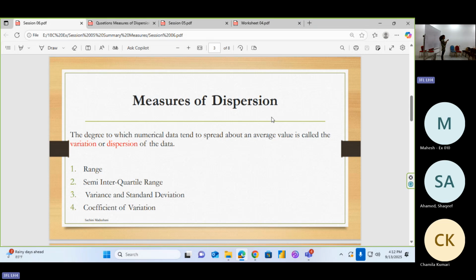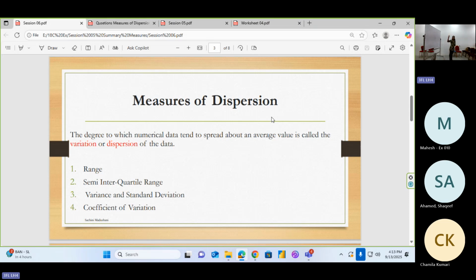Then the point is the central point. Here we find out the mean value as the central tendency measurement. Then we take how the remaining observation values spread about the average value, which is measured by the measures of dispersion. Now clear? This is the objective of the measures of dispersion. The degree to which numerical data tend to spread about an average value is called the variation or dispersion of the data set. Dispersion means variation, variability. Now clear?